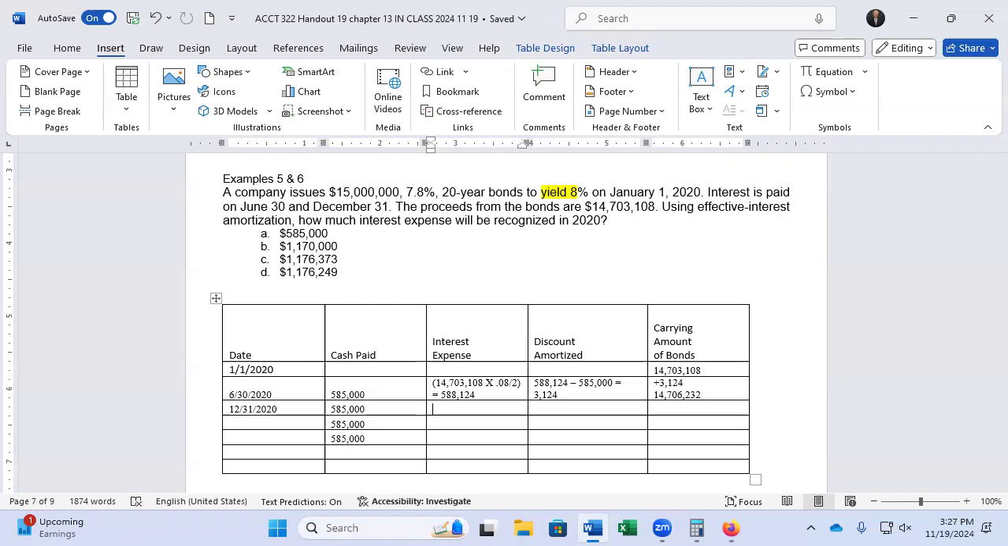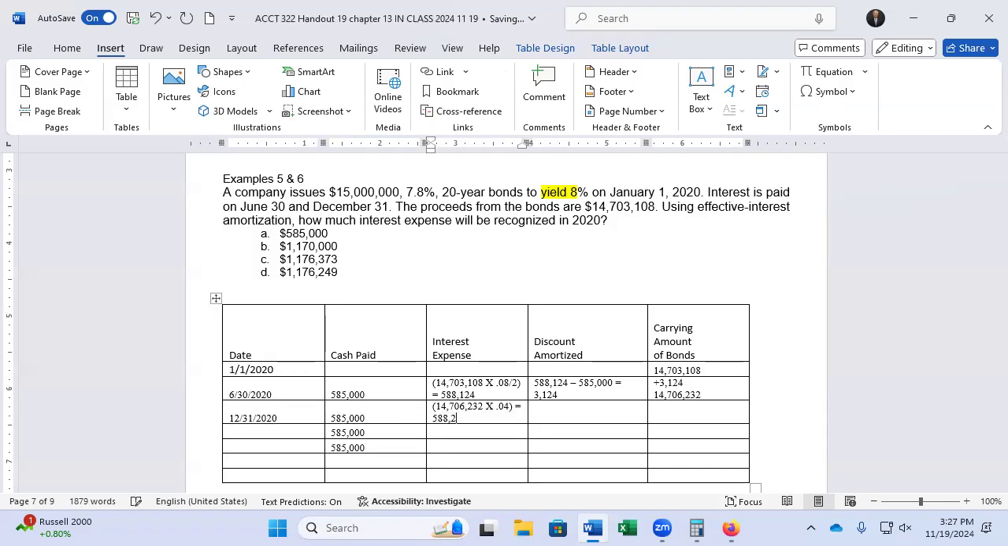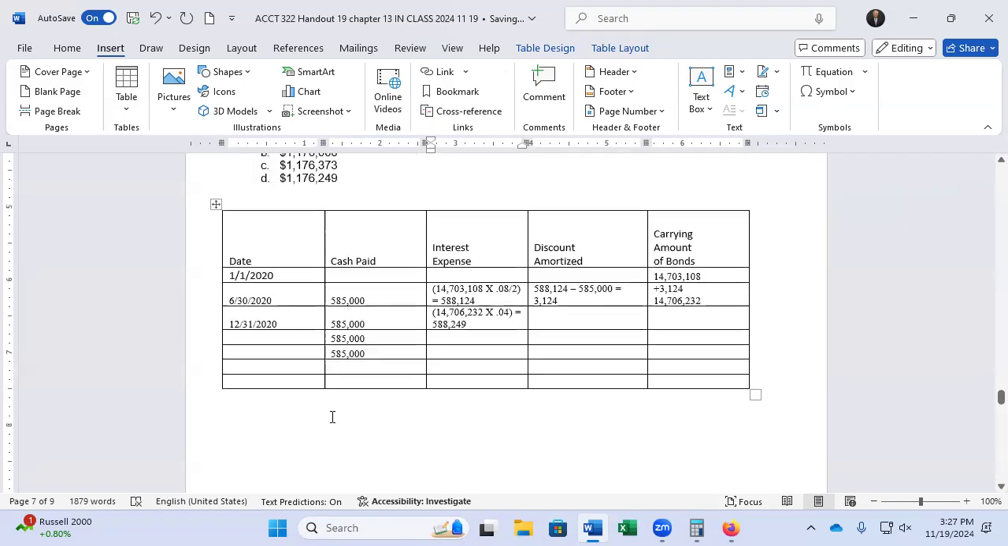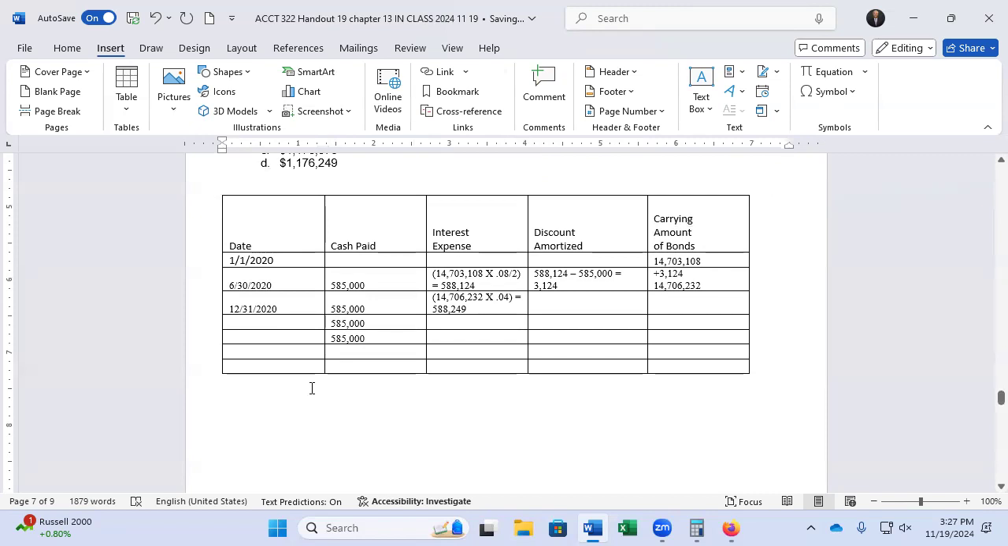Okay, so hopefully you took the 14,706,232 and multiplied it by 0.04, which is just 0.08 divided by 2. And hopefully you got 588,249. Now we don't have to go any further.